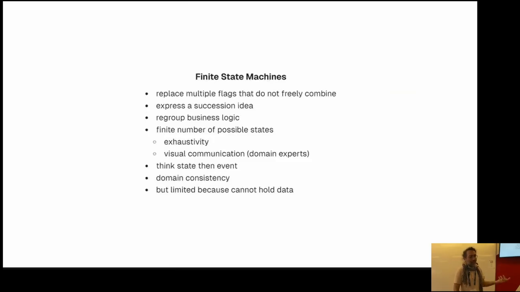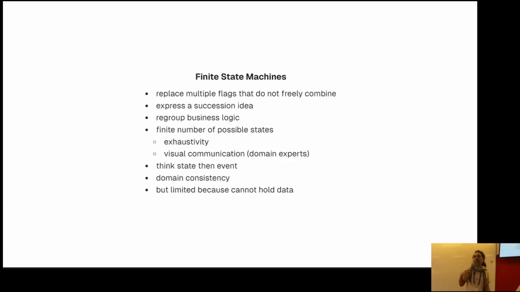Okay, so one of the main reasons we introduced state machines is to replace multiple flags that don't really combine, and we want to express a succession of ideas to regroup the business logic in one place. What's nice about the finite part of finite state machine is that you can go for exhaustivity. You can run through each and every possible case and think about each of those cases in isolation.